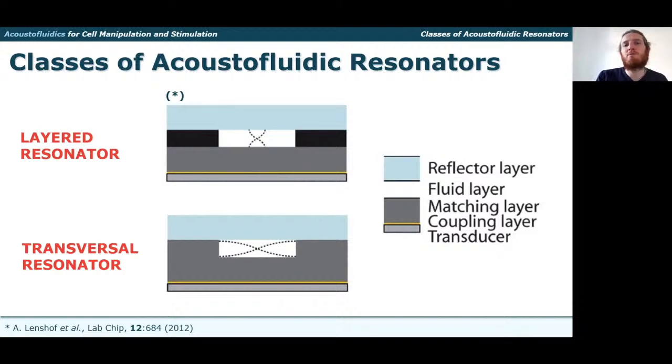In these particular types of resonators, the ultrasonic standing wave field is in the same direction of actuation of the ultrasound transducer, which generally is in the thickness direction of the resonator itself. Transversal resonators instead generate a standing wave field which is perpendicular to the primary direction of actuation of the transducer, and that is an effect of the geometry of the structure and the material properties. In this presentation, we'll be primarily focusing on layer resonators. There are also other classes of resonators, such as surface acoustic wave resonators, but they're not described in this presentation.